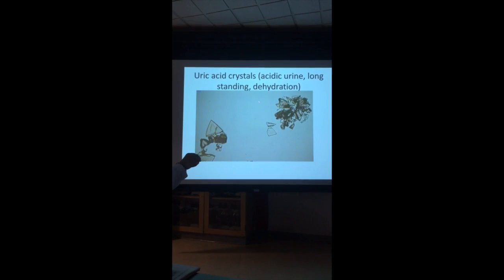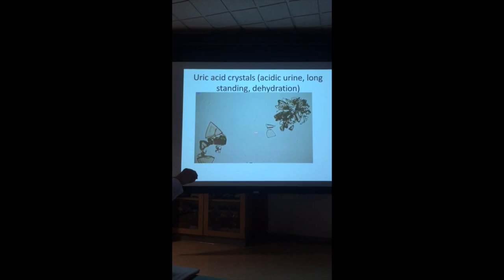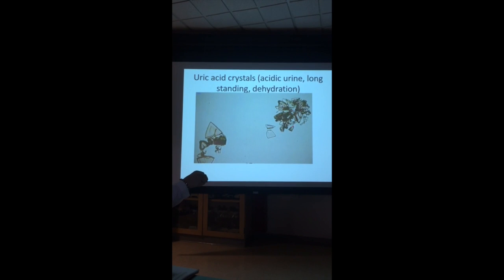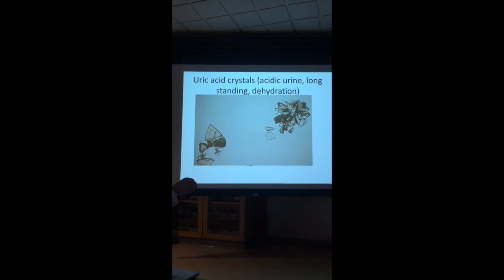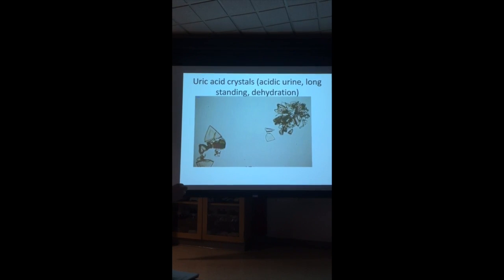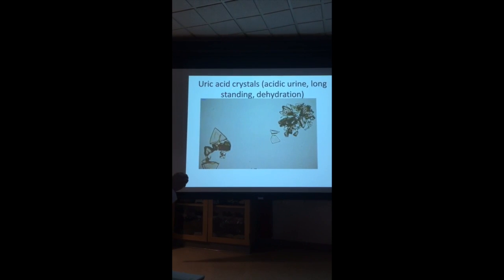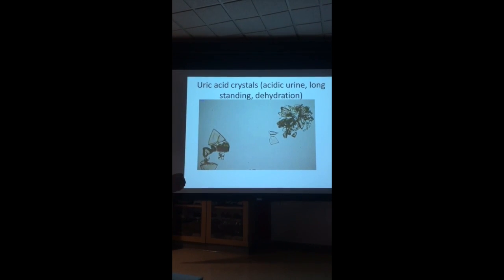Okay, uric acid crystals. These are not the greatest pictures, but I'll pick another one. This has been sitting for a long time, so they're all clumping together. That's how you know they're dehydrated. So there's a lot of crystals, very little water, and they kind of get stuck together. And very acidic urine. Uric acid is what leads to gout, usually in the big toe.